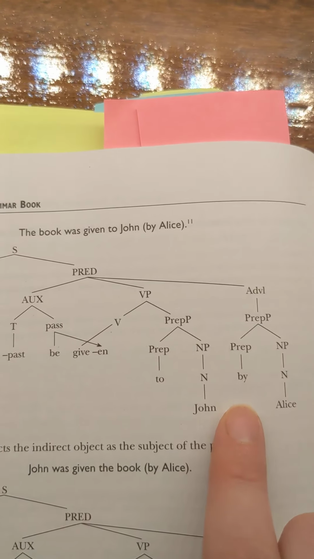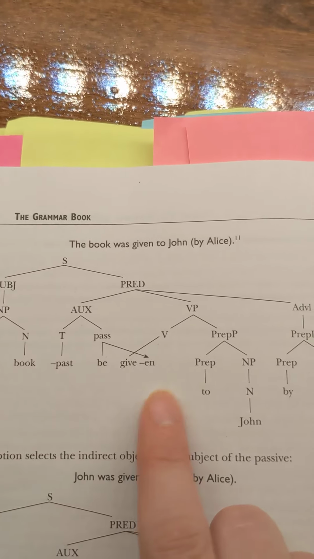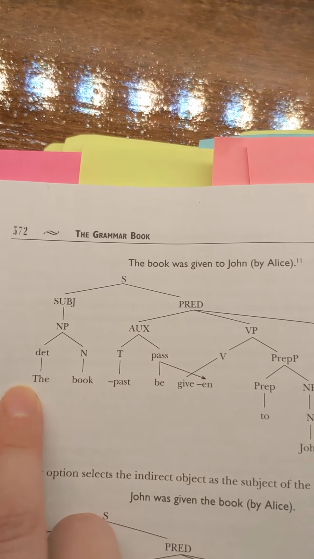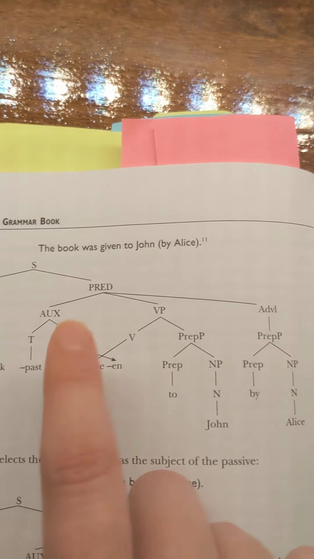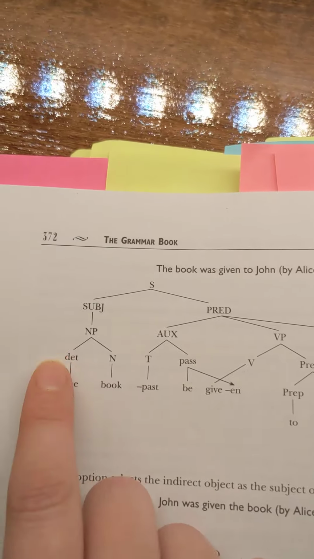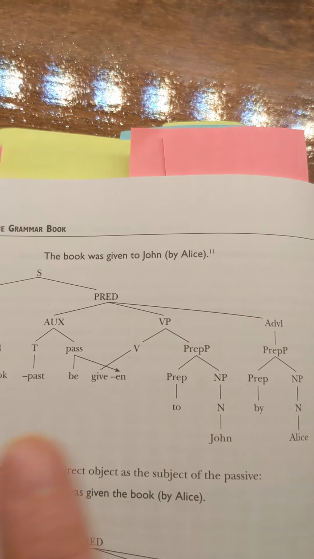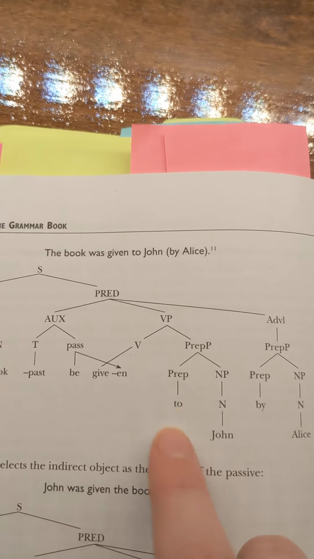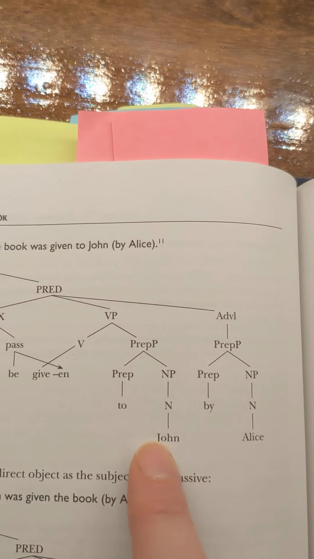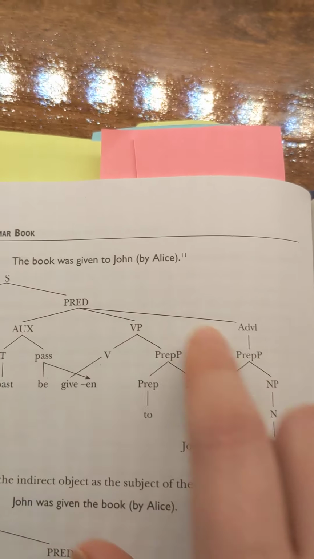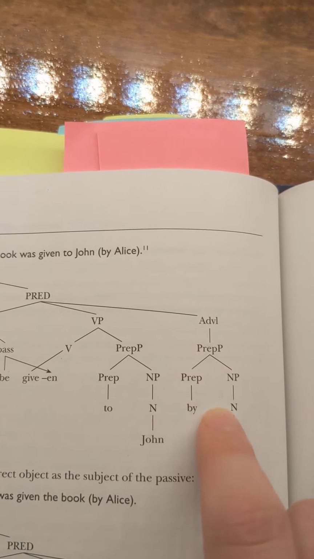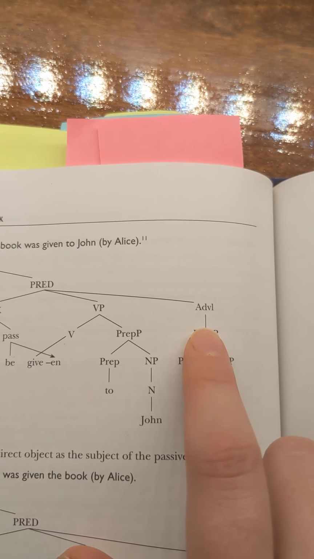By Alice, if this were an active sentence, Alice would be the subject. She is not linked to the verb phrase in the same way that the book would be had this been written in an active voice, okay? So by Alice is part of an adverbial. It's a prepositional phrase that is marked as an adverbial in this sentence.